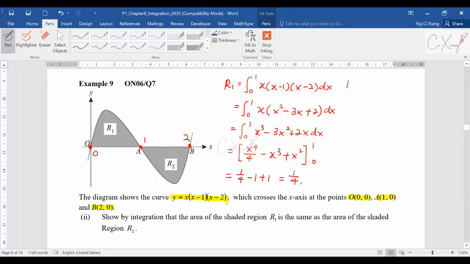Okay, so if I want to find R2, it's the same thing. You need to integrate from 1 to 2, and you have x power 3. No need to expand it again. You just copy the expansion that you get from the previous part.